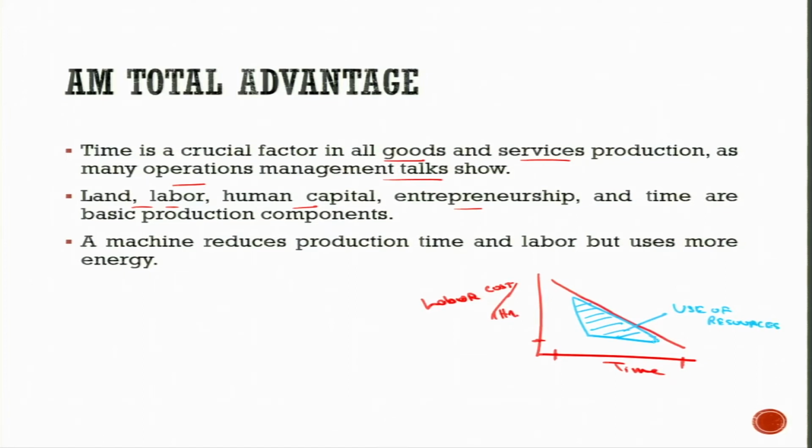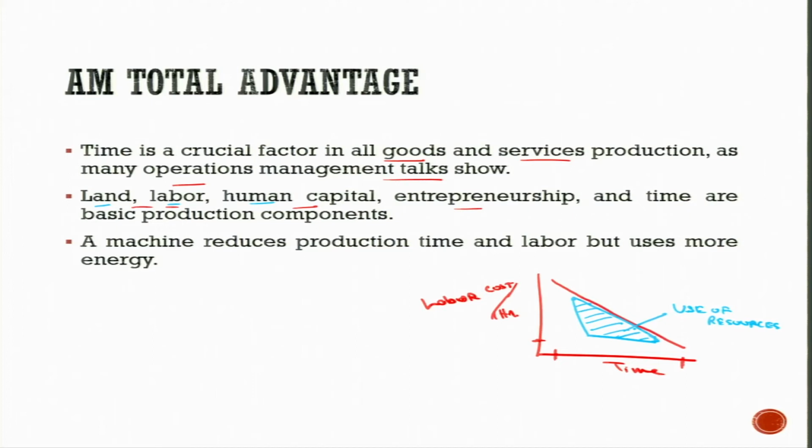As time goes on, the natural resources that we are using, for example land, because we are mentioning land, labor, human capital here, would keep on increasing. The more land, the more time, the more material, everything would be taken more. So here everything is taken heavily, but in a lesser amount of time. So more is used, but in lesser time. As the time increases, the number of resources would be reducing here. So this, a machine reduces production time and labor, but uses more energy.